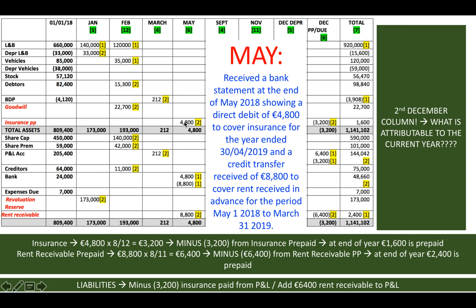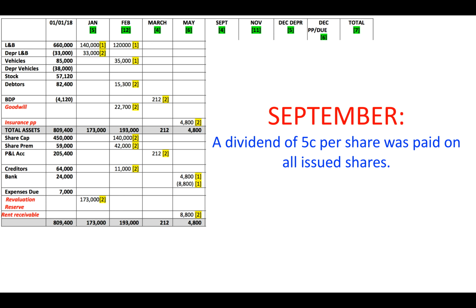Now, if you're unsure about what signs to have here, if they're both in the current liability, we want to change the signs. Okay, so you'll get used to doing that. So 2,400 rent receivable prepaid. Okay, so that's very important that you learn how to do that, because there's an awful lot of marks going for the month where we have our bank statement received, and then adjusting it in our December column as well.